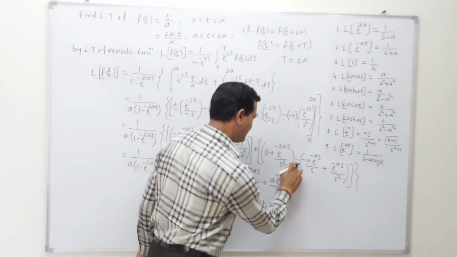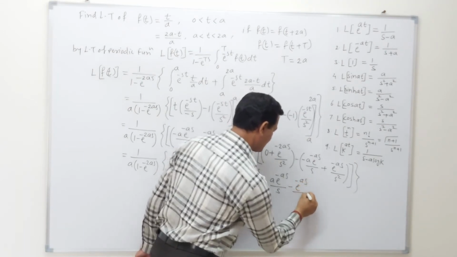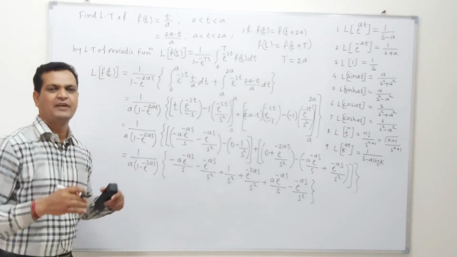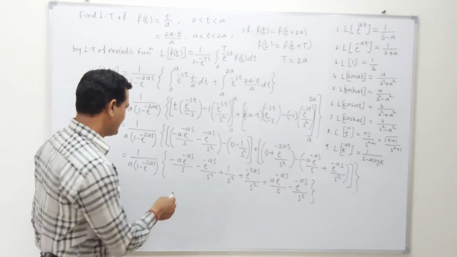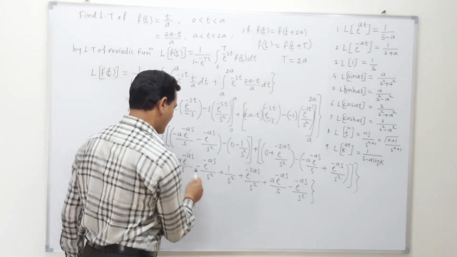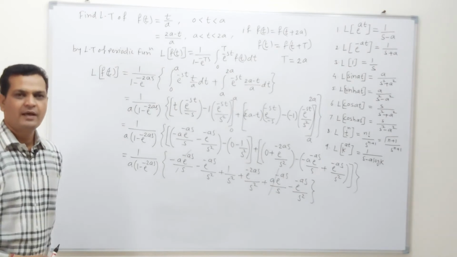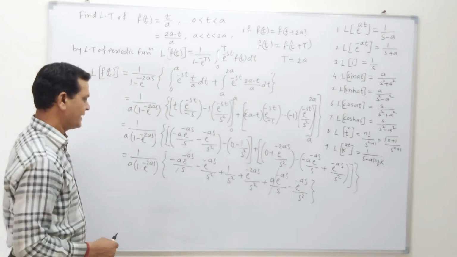Again this is minus, minus, plus; this is minus e raised to minus as upon s square. So after simplifying all the terms, we get such a type of term. But observe that the first term and the second last term are the same with alternate signs. So this is minus, this is plus, and these two terms will get cancelled.